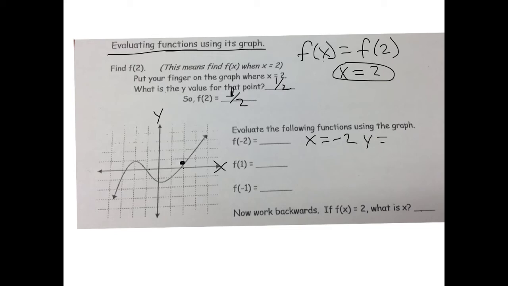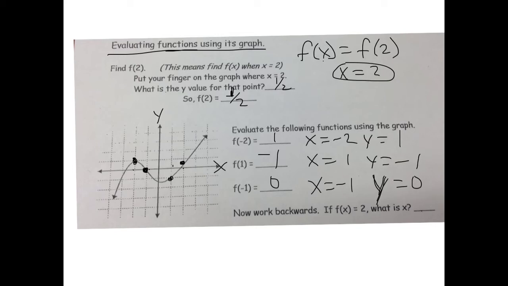So I go 2 over, I go up to the graph, it was up 1, so y is 1. F of 1 wants to know when x is 1, what is y? So I go over 1, then I have to go down to find the graph, that's negative 1. Then I try to find out what is f of negative 1, so when x is negative 1, what is the y value? So I'm going to go to the left 1. Oh, it's right there. So when I go left 1, I don't go up any, so it's 0.